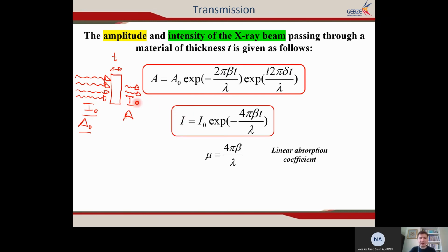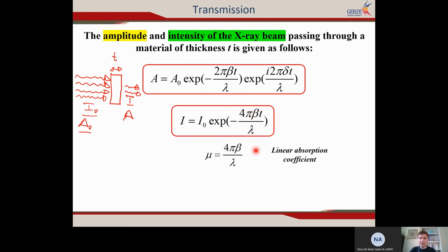Intensity of the X-rays after passing through this material is given by I, which is equal to I0, the initial intensity, times e to the power of minus 4 pi beta times T over lambda. Here we have the absorption coefficient times thickness over lambda. So what do you see here? Lambda is the initial wavelength of the X-rays, beta depends on the material, and T is the thickness of the material.